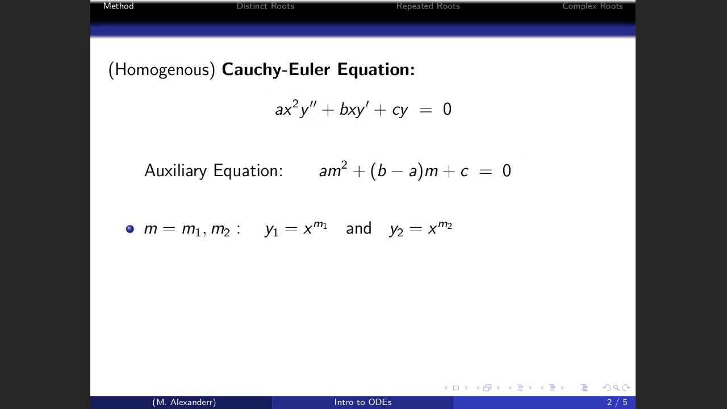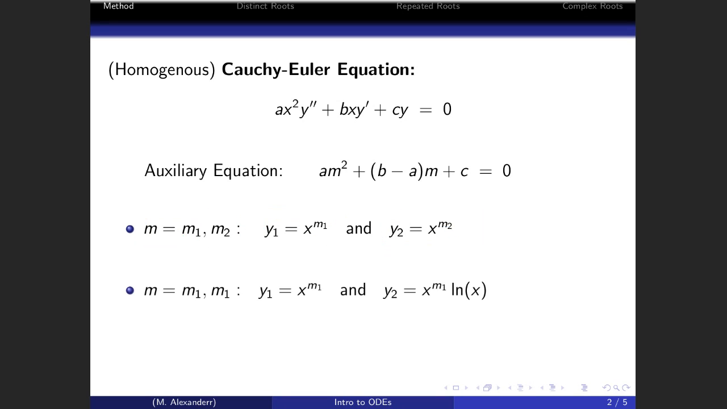So the first case is whenever the quadratic formula gives you two numbers, so m1 and m2. And in that case, your two linearly independent solutions are going to be x to the first number m1 and x to the second number m2. All right, so those are your two linearly independent solutions to your homogeneous equation. So that's case number one, where the quadratic formula gives you two different numbers.